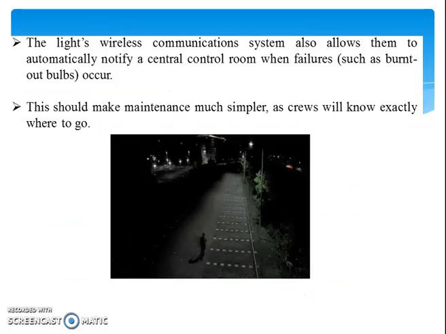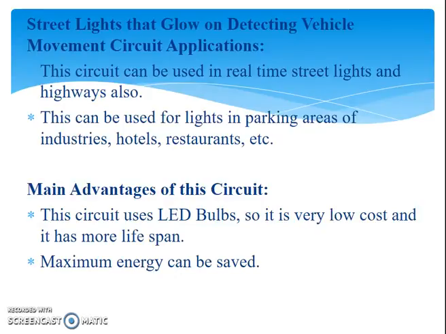The light's wireless communication system also allows them to automatically notify a central control room when failures, such as burnt-out bulbs, occur. This should make maintenance much simpler as crews will know exactly where to go.